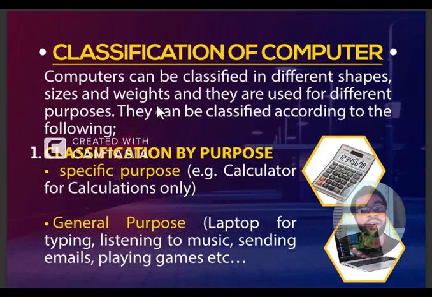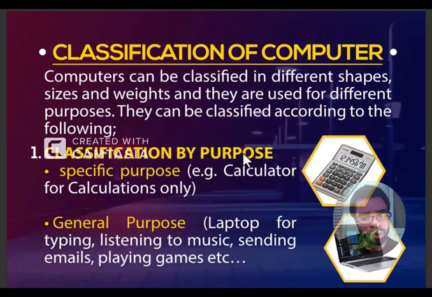Computers have been classified in different shapes, sizes and weights, and they are used for different purposes. Every computer has been classified in many shapes and sizes and they are used for specific different purposes altogether. So this is how computers have been classified. The first classification we look at is classification by purpose. In classification by purpose, you have specific purpose.